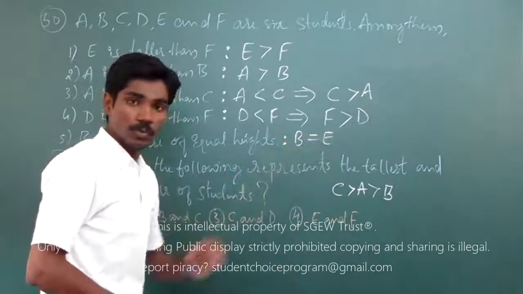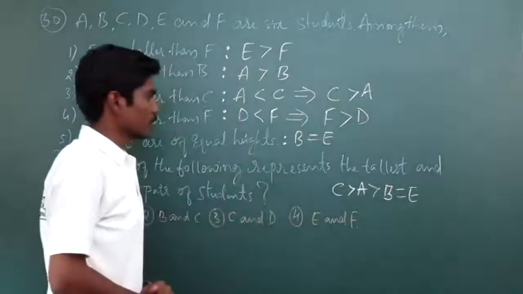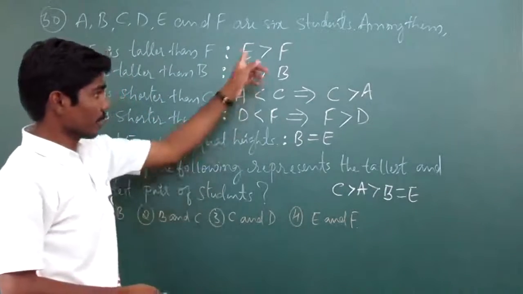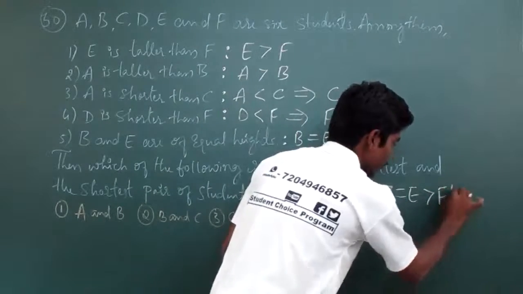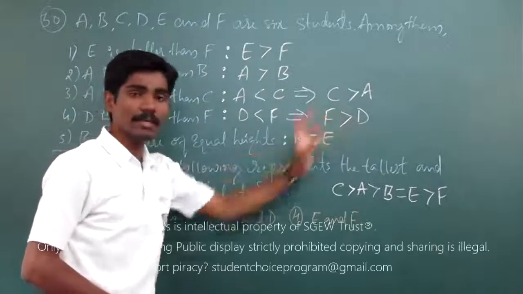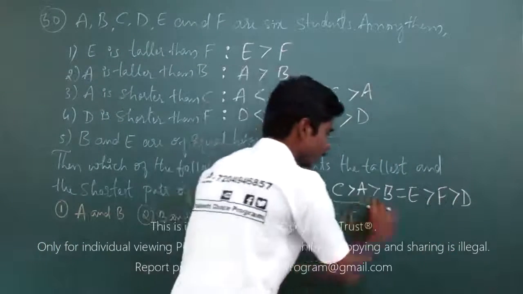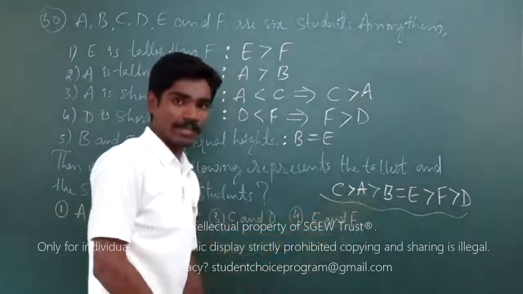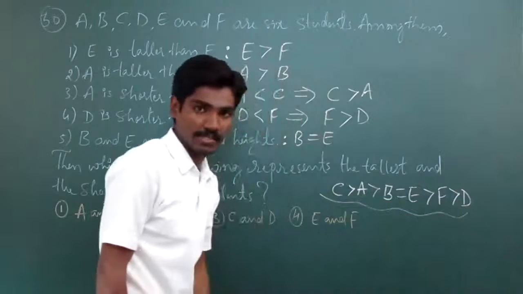Now look here. B is equal to E. Thereafter, E is taller than F. And further, F is taller than D. Now this indicates that among 6 students, C is the tallest and D is the shortest.